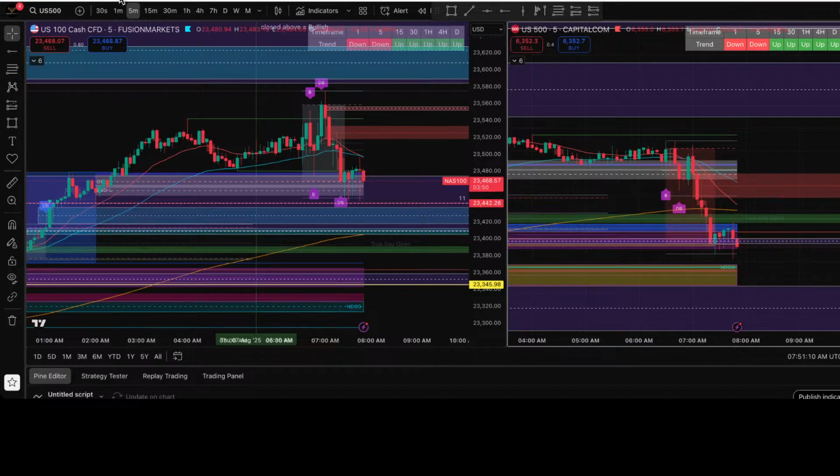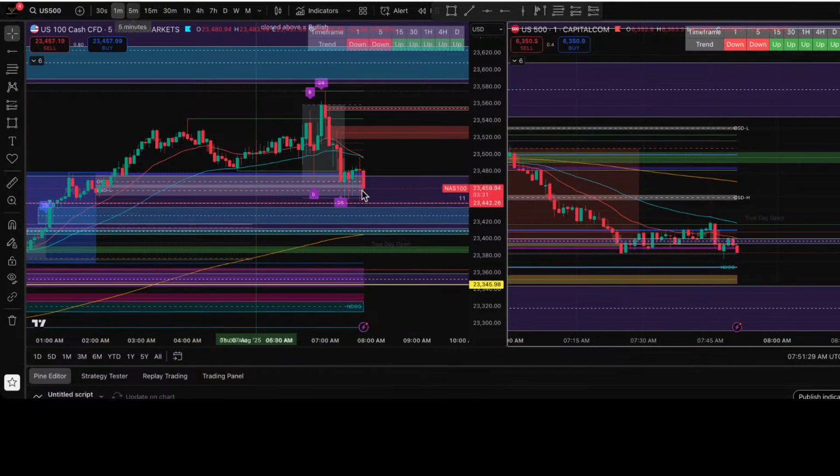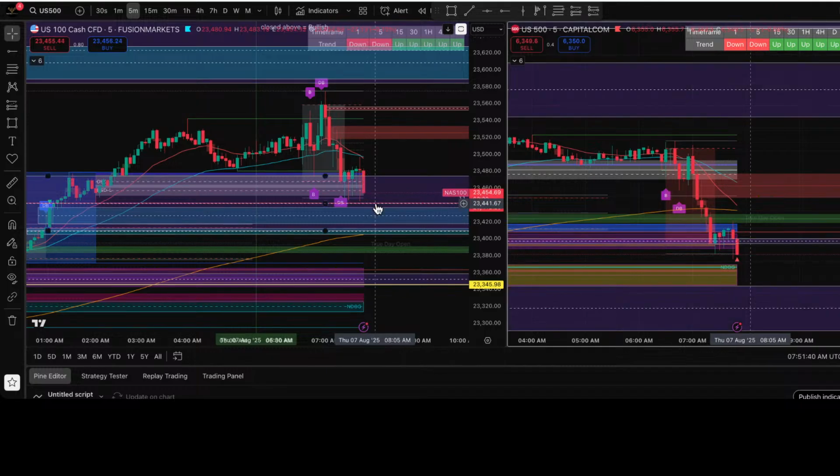I'm going to jump down to the 1 minute here on US 500 and see if we've actually created a 1 minute bearish fair value gap. Yep. This thing is ready to push from here, but not until NAS has given us something else other than this mess. We're close to getting a bearish confirmation here. This will seal the deal.